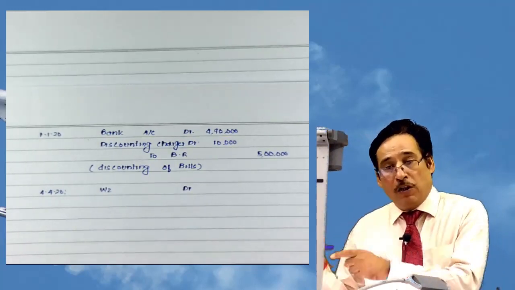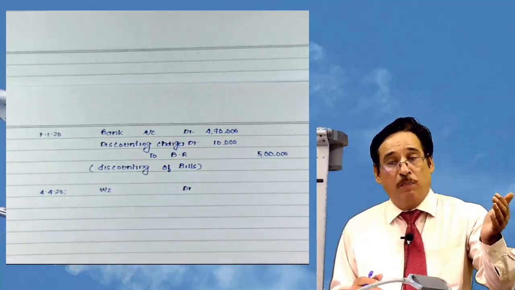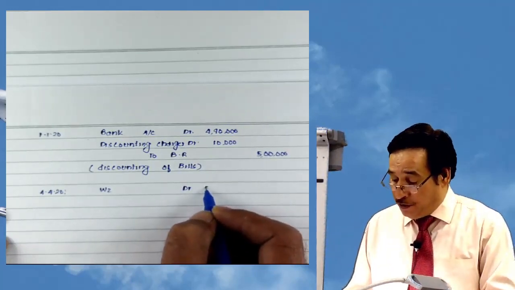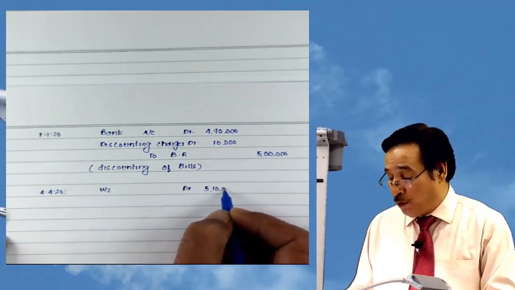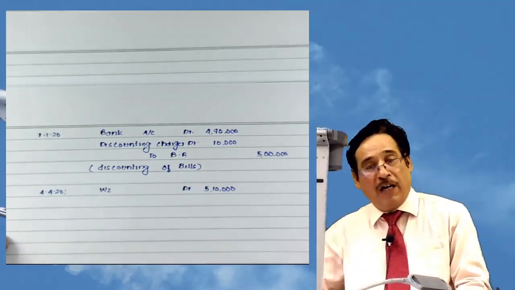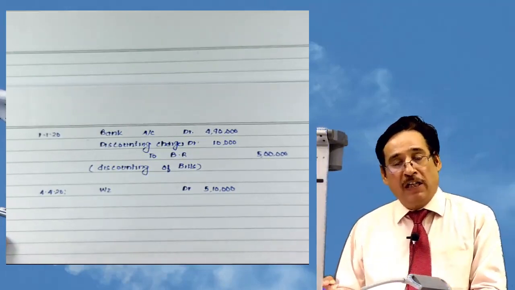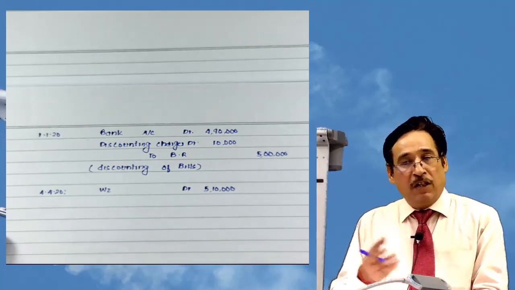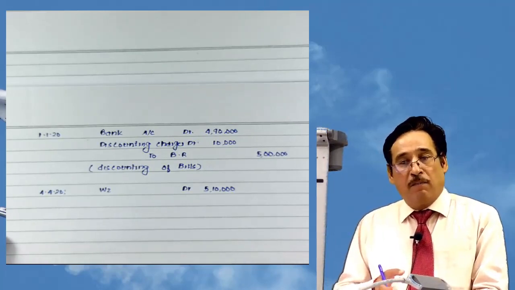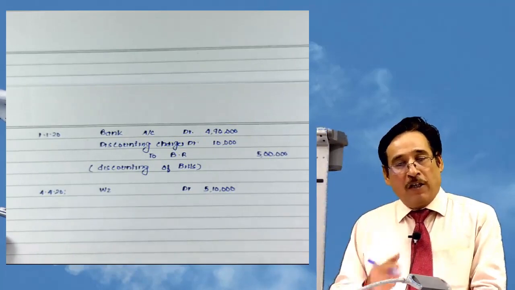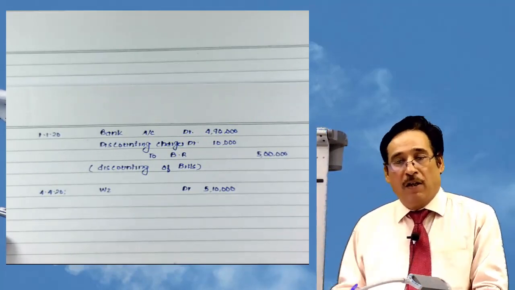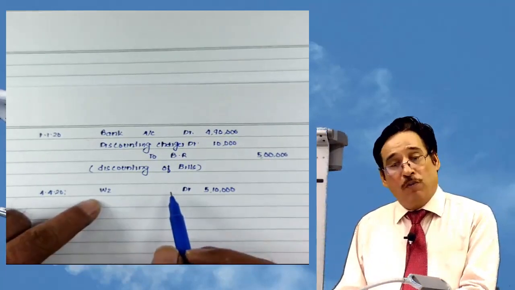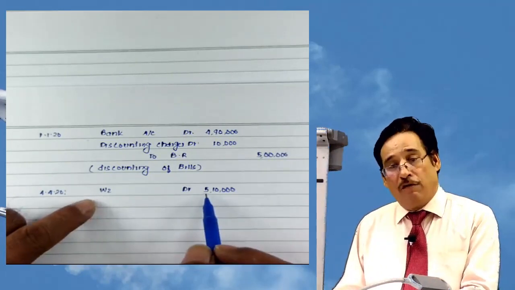Because the bank paid notary charges also, the bank will ask you to pay 5 lakh plus 10,000. So you will recover 5 lakh 10,000 from W-2, because W-1 will have to pay the bank 5 lakh 10,000, as the bank did not receive the amount of the bill from W-2. So the bank is going to approach W-1 and tell them the entire story. You got the bill discounted from us, but W-2 did not pay us, so please pay us 5 lakh plus the noting charges which we paid. So W-1 will have to pay the bank 5 lakh 10,000, but now W-1 will debit W-2, because W-1 will recover 5 lakh 10,000 from W-2.